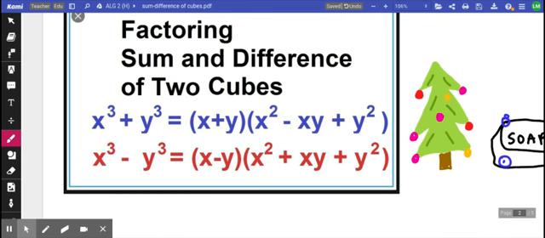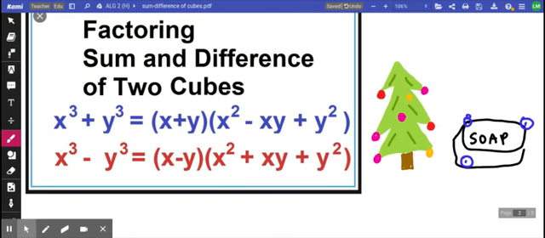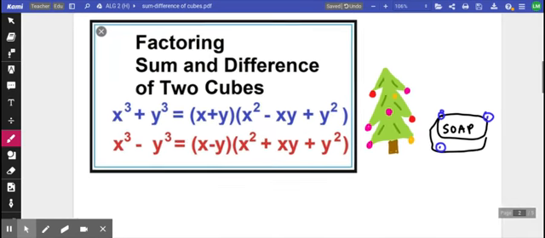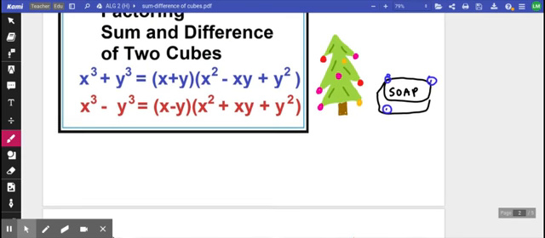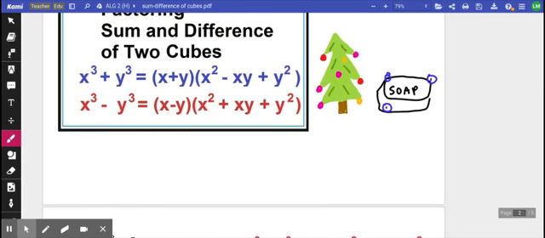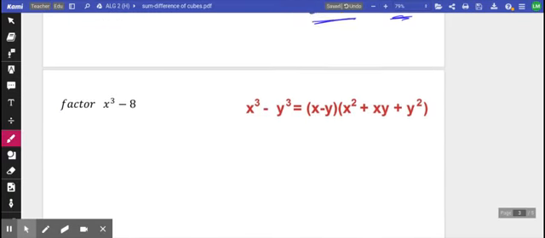Now, here's the thing. Those look a little complicated, but you might see my drawings over here. We have a Christmas tree and a bar of soap, and that's going to help us remember this pattern here, okay? Because we're going to use Christmas soap. Christmas soap. That's going to help me remember how to do this, okay? All right, let's take a look at this first one.